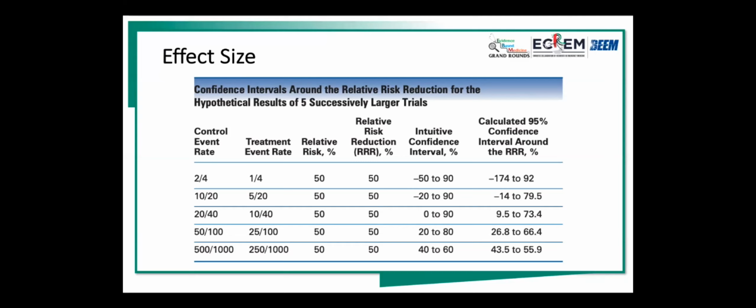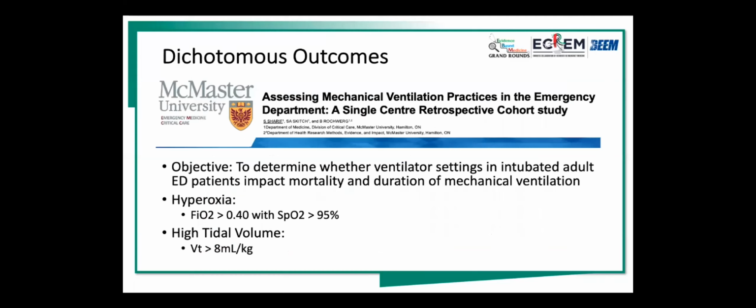So let's move on to different kinds of outcomes. We're going to talk about dichotomous outcomes next. I'm going to start with an example. This was a study that my colleagues and I did assessing mechanical ventilation practices in the emergency department. It's a single center retrospective cohort study done here at McMaster University.